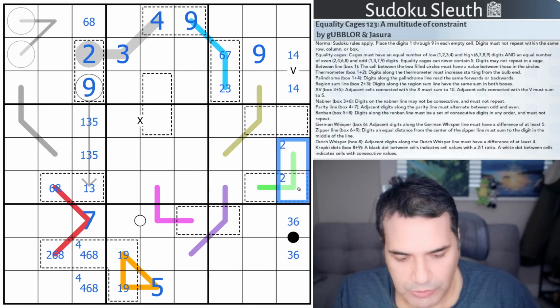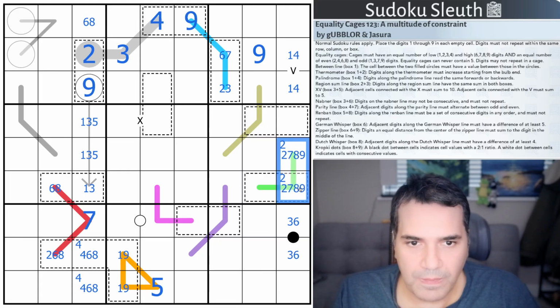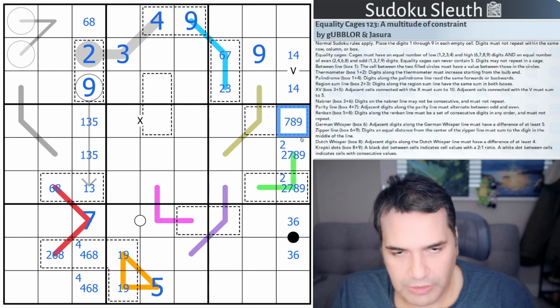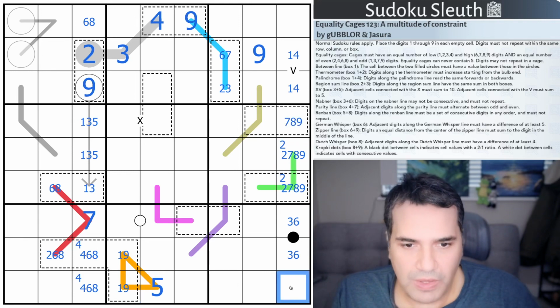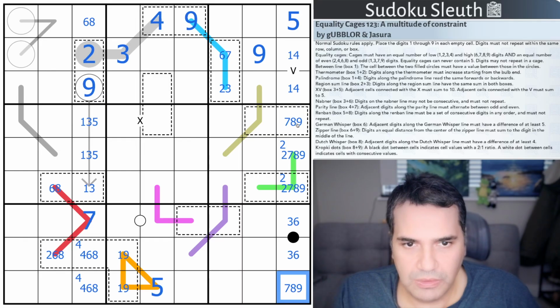Got all of the low digits now, 1, 3, and 4, except for the 2 which I need on this German whisper line. The neighbor would have to be 2, 7, 8, or 9. In fact, all of the low digits are now gone, so this is 7, 8, or 9. This 5 can't be in here, that's a 5. This is another 7, 8, or 9. So essentially we've got a triple 7, 8, 9 and a 2 in here. And I actually don't know what this is. I don't know which one is the low digit.